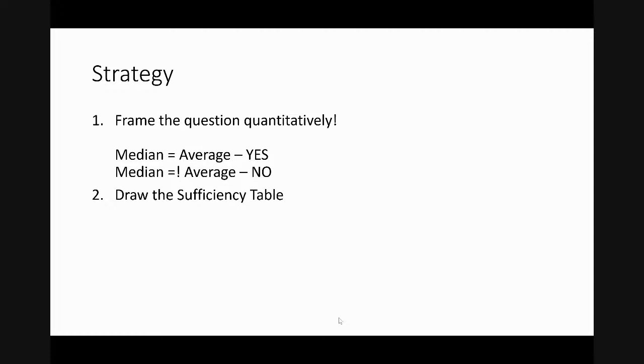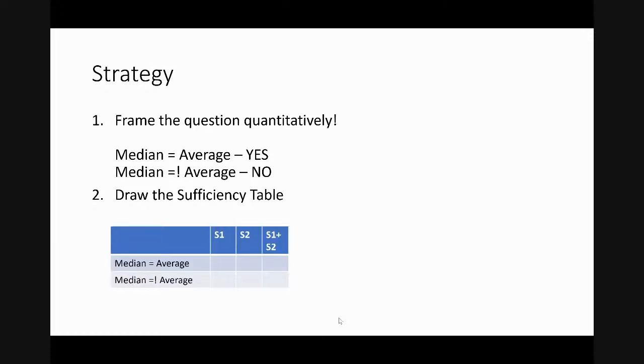So in this case, the yes and no are the median equals average, right? Or the median does not equal the average, right? So those are my only two possibilities. And once I have that set up, once I know that those are my two conditions, I'm going to draw the sufficiency table. I want you to do this for every single question. Do not cut corners here, and we will see whether it takes more time or less time, but my guess is it's going to take significantly less if you really follow and trust the process, right?